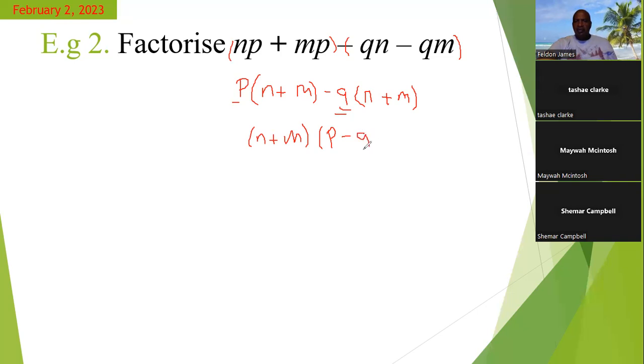All right, so that would be the result after you factorize. The P bracket M plus N cancels with the N plus M, then the negative Q bracket N plus M cancels with the N plus M, leaving Q. So those would be your factors. The factors here would be N plus M and P minus Q. All right. Everybody is good with that? Let me see your hands if you are following so far.